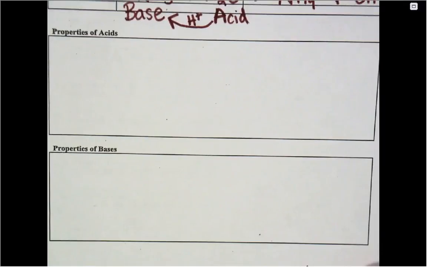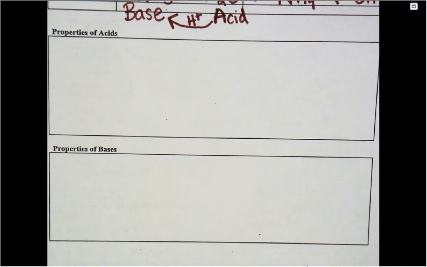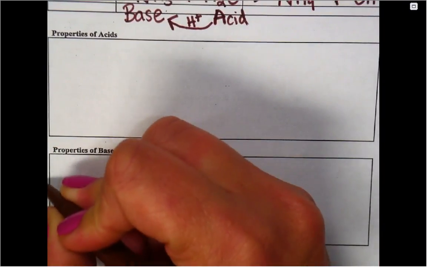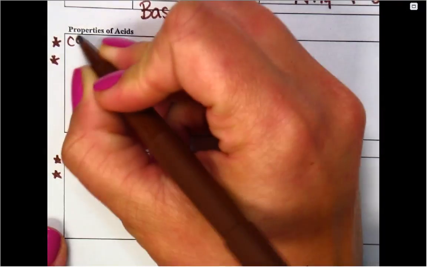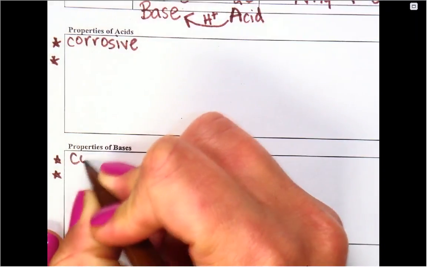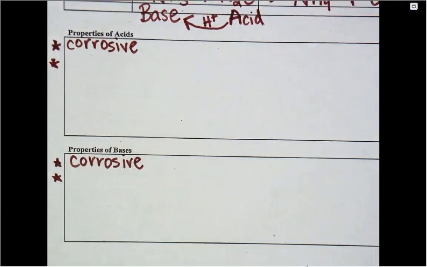Now we're going to talk about the properties. I'm going to go back and forth between these two. But first I want to start with what two things they have in common, for sure. The guy in the video that we watched right before this said that they were both considered corrosive. Both considered corrosive, so you can write that first. Acids and bases are both corrosive, which is a very common misconception.